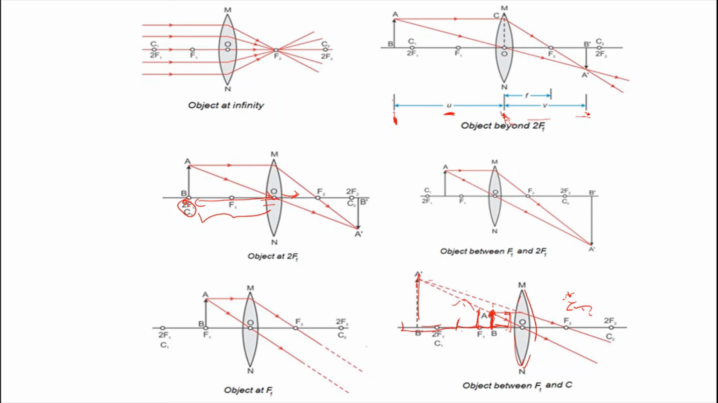So if we increase this distance, what will happen? The image will come over here. First it will be at 2f, and after that it will be less than 2f. All right, so let's see that.